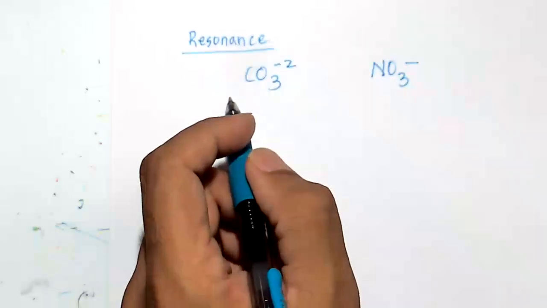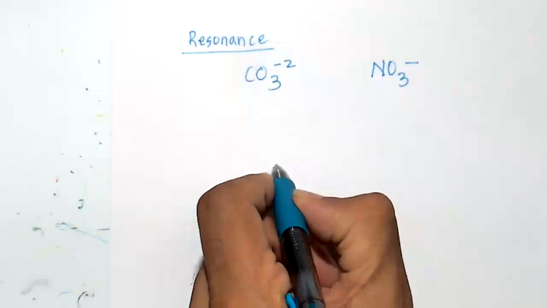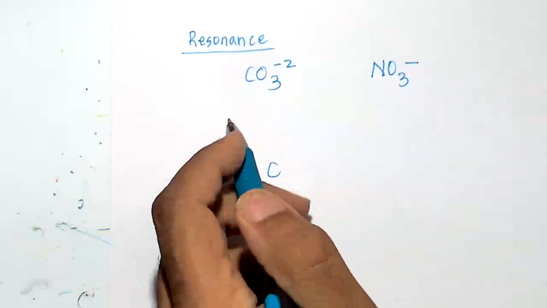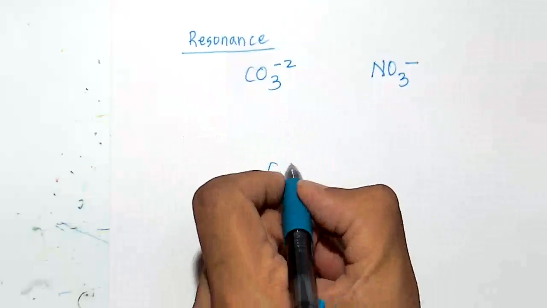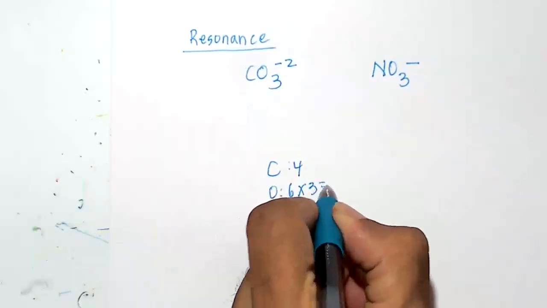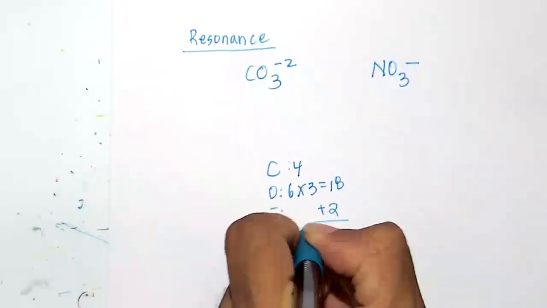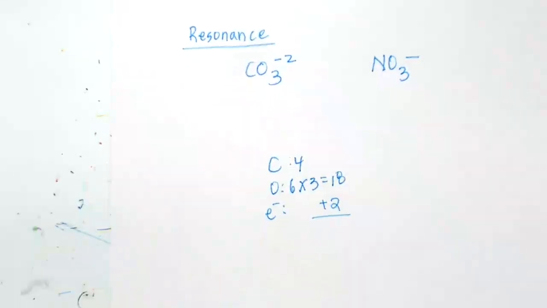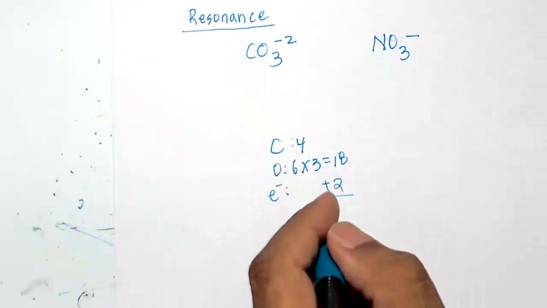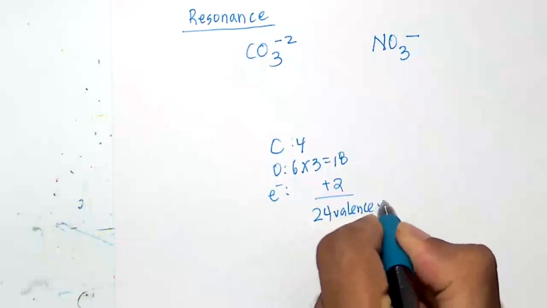So what does resonance mean? Resonance basically means multiple structures, okay? So we'll do carbonate first. So what is carbon happy at? 4. And what is oxygen happy at? 6 times 3 is 18. And what is the charge? Okay, this means it gains 2 electrons. So we have 24 valence electrons here.